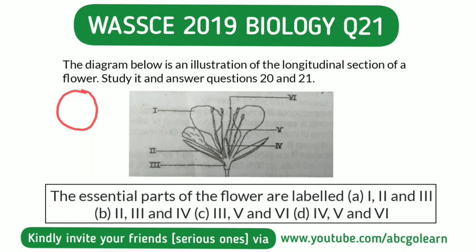So checking, let's look at V. V is the style. When we are talking about this style, it gives support to the stigma. The stigma will be on top of the style. We're talking about the style, the stigma, and all that. It's part of the female reproductive organ. So there is no way you would leave that out as one of the essential parts of the flower.